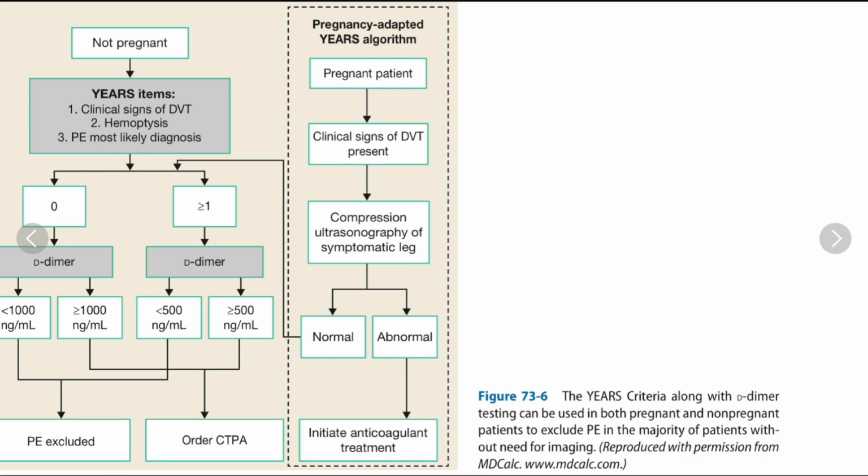Then in pregnancy, what is the algorithm? If a pregnant patient comes to you, then we should evaluate whether clinical signs of DVT are present or not. If they are present, then we should perform compression ultrasonography of the symptomatic leg. If it is normal, then we should proceed according to the non-pregnant guideline. Performing compression ultrasonography of the symptomatic leg is very important here. If it is abnormal, then we should directly initiate anticoagulation treatment. There is no need for D-dimer if compression ultrasonography of the symptomatic leg is positive.